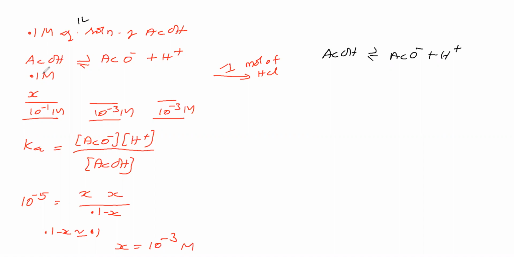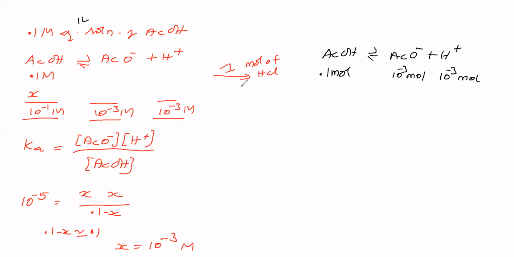This acetic acid is 10 power minus 1 molar in 1 liter solution, therefore the number of moles will be 0.1 mole. Acetate ion is 10 power minus 3 molar in 1 liter solution, therefore 10 power minus 3 moles. H plus is 10 power minus 3 molar in 1 liter solution, therefore 10 power minus 3 moles.